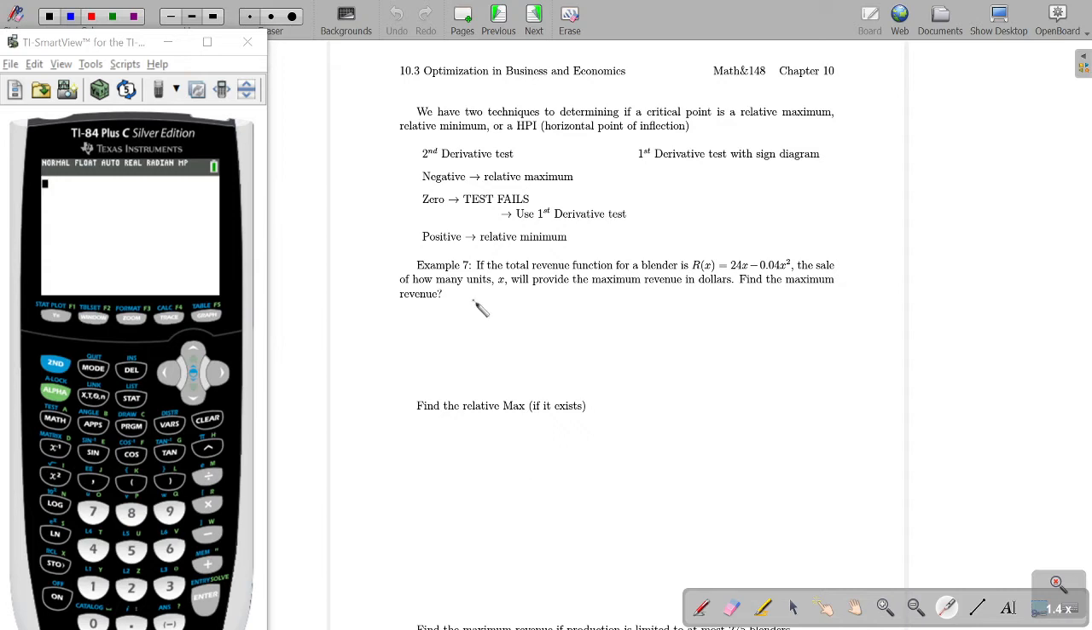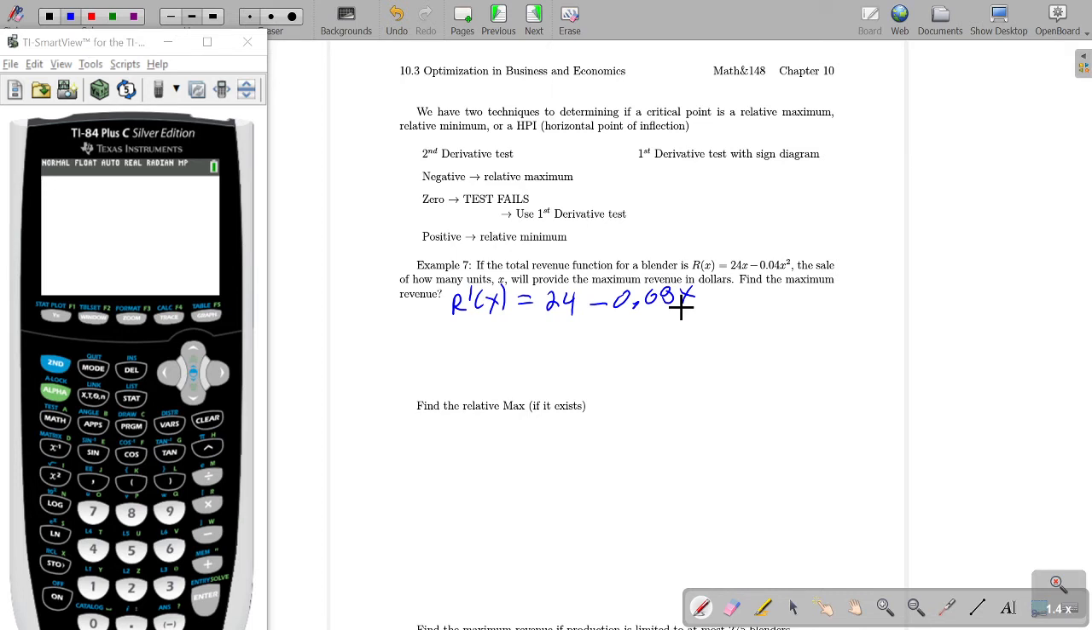So let's take a look at example 7 here. If the total revenue function for a blender is r of x equals 24x minus 0.04x squared, the sale of how many units x will provide the maximum revenue in dollars? Find the maximum revenue. Well, that means we've got to figure out what the first derivative is. So r prime of x equals 24 minus 0.08x.